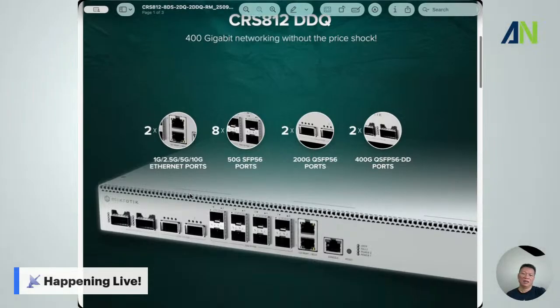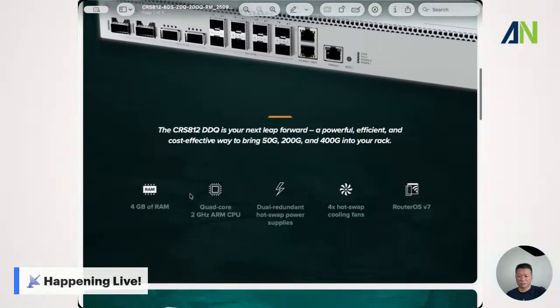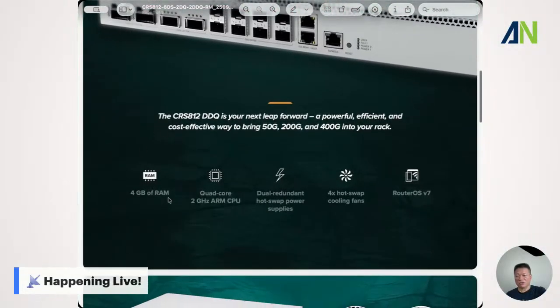The switch comes with 4 gigabytes of RAM.